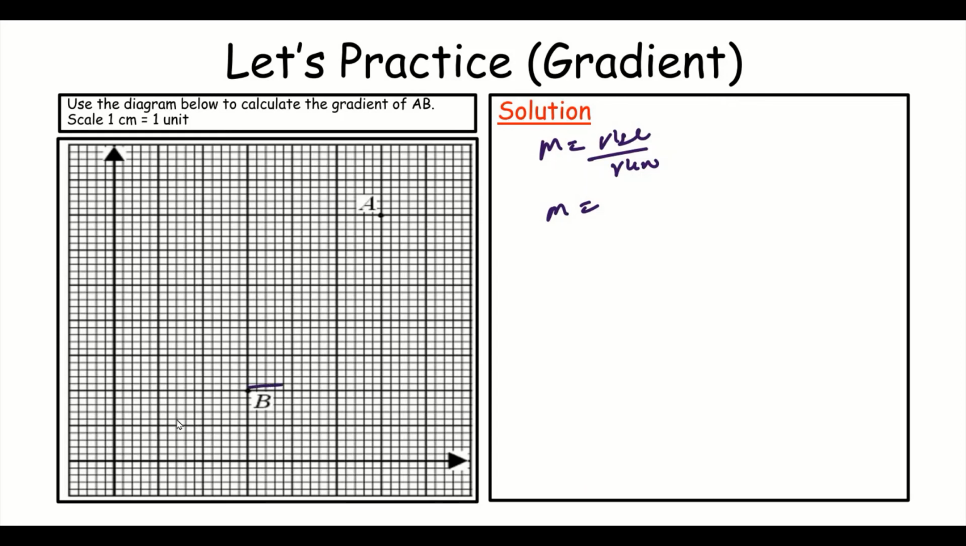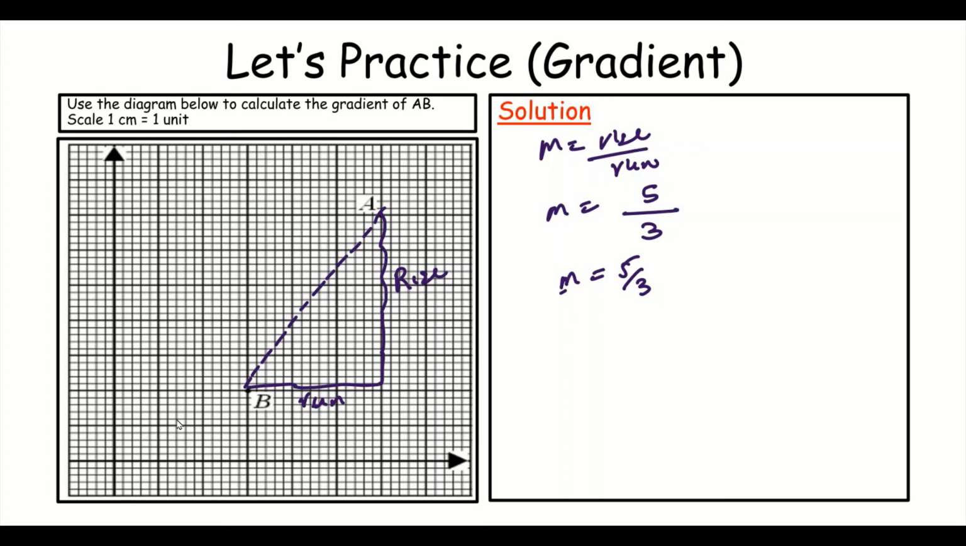So if I'm here, 1 place, 2, 3 places on my run, my run is going to be 3, and my rise is going to be 1, 2, 3, 4, 5. 5 places up. So my gradient, m, is going to be equal to 5 over 3. So you form a little triangle normally, then you get a nice little rise over your run. Or we could identify the coordinates of B.